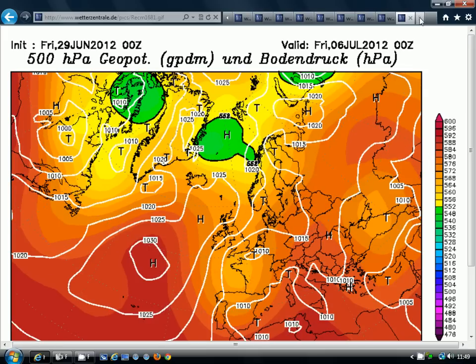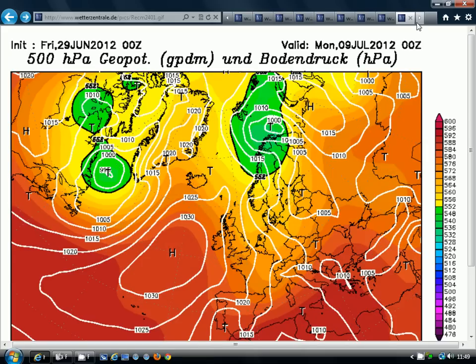And going through to Friday the 6th of July, so this is a week's time, we've got that low pressure still centred just to the south of the country, the ridge building to the north. So again, the signal there is for heavy, slow moving thundery showers, thunderstorms for England and Wales, mainly dry weather up over Scotland.